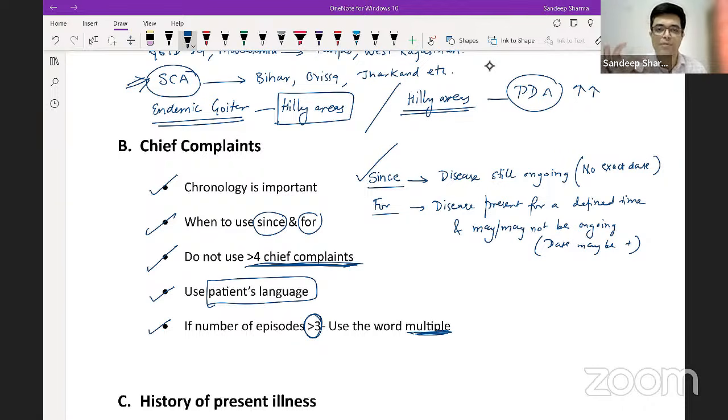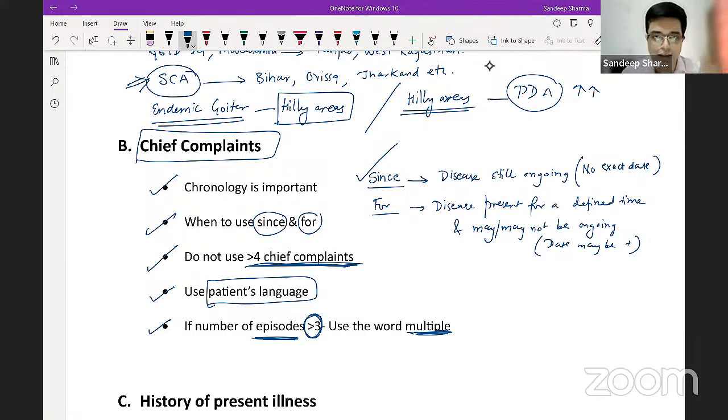Child having 2 episodes of vomiting, you will mention 2 episodes of vomiting were there. But if the child is having 6, 7 or 8 vomitings, you will not say 7 vomitings. You will say multiple episodes of vomiting in the last 2 days. So the word multiple is used when fever, seizure, vomiting, diarrhea episodes are more than 3. So you will say multiple loose stools in the chief complaint. How many loose stools, the detail will come in the history of present illness.